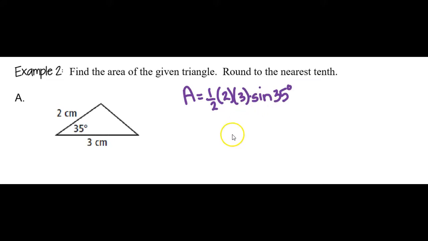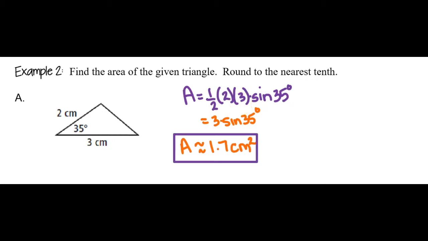Again, when you put this in the calculator, make sure that you are in degree mode since you're taking sine of a degree measure. Well, we can simplify this. 2 times 3 is 6, times 1/2 is 3 times the sine of 35 degrees, which makes our area approximately 1.7. And the units are going to be centimeters squared since we are talking about an area. If you think about it, this was 2 centimeters and this was 3 centimeters, so technically when we multiplied that together, it would have been 6 centimeters squared.